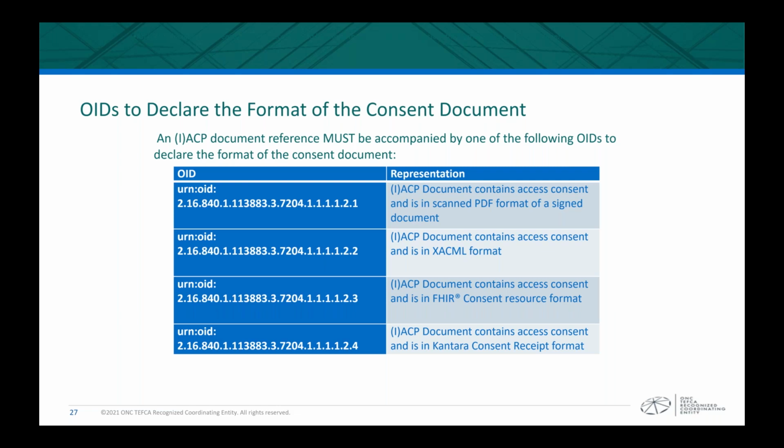There are four defined OIDs for representing what type of document is being asserted. In an IACP, this is an instance access consent policy. This is where an organization could assert that they're doing a query and they have an access consent policy on file, and here is the appropriate OID for the type of document that is available. The responding source is able to go back and retrieve that consent document if that is something that they need to see in making a determination before they respond and release information.